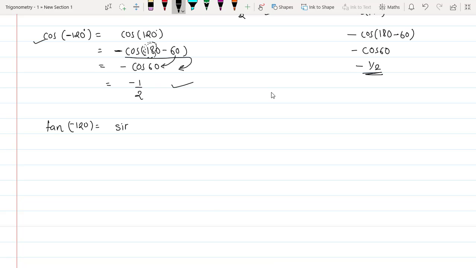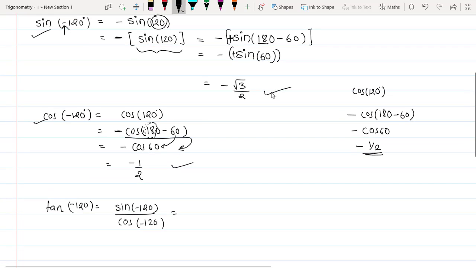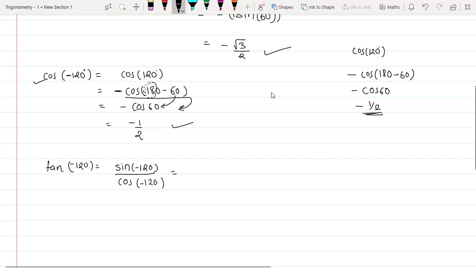It is sine of minus 120 upon cos of minus 120. So what is sine of minus 120? It's minus root 3 by 2. Cos of minus 120 is how much? Minus 1/2. So what do we get? Root 3.